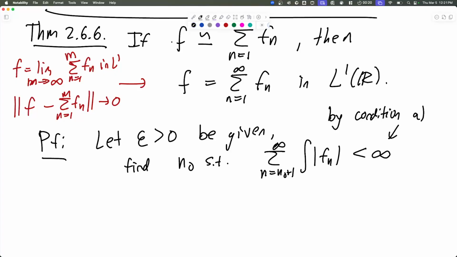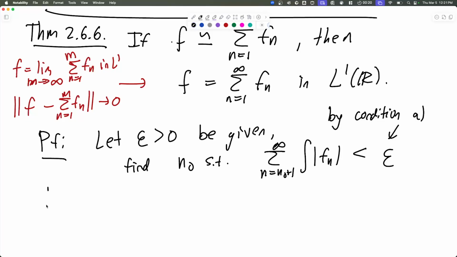So condition A is this absolute summability condition. When you have this, it's all good. The tail sums up to less than epsilon. I don't want it to be less than infinity. I want it to be less than epsilon. So the whole thing sums up to less than infinity, which means that if you go far enough out into the tail, the whole infinite tail has to sum up to less than epsilon.